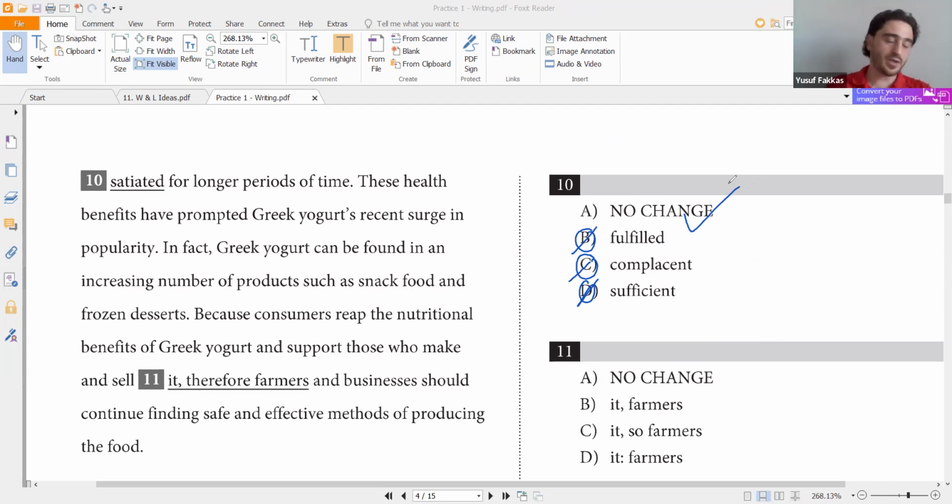So again, all the words have the same general meaning, but each one is used in a different way in a specific context. Is that clear? Can you please repeat the meanings of B, C, and D? It cut off.